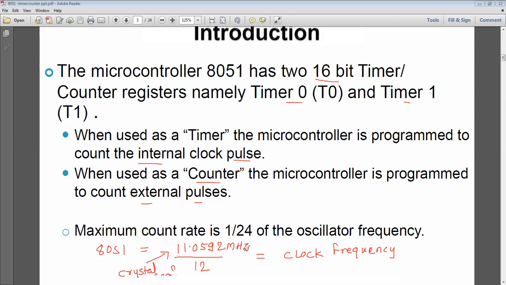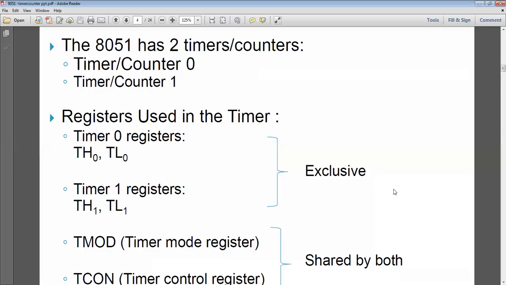So when a timer is acting as a timer, it is basically connected to the clock source of the internal microcontroller. Let us understand the meaning of the timers and counters in terms of registers. As we can see here, 8051, as already discussed, has two timers and counters. They are named timer/counter 0 and timer/counter 1. Now the individual registers are of 16 bits, as explained over here.